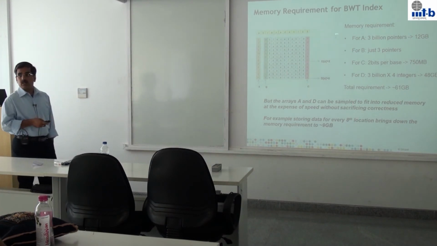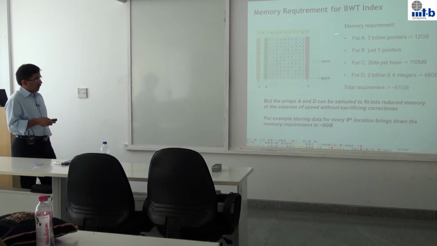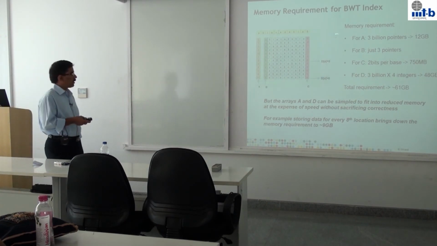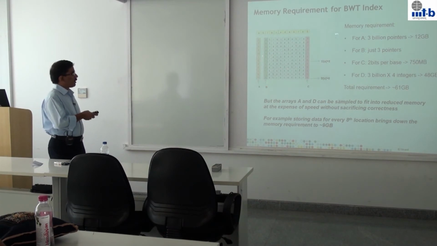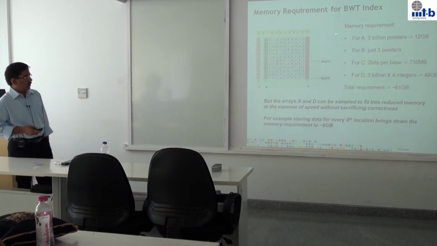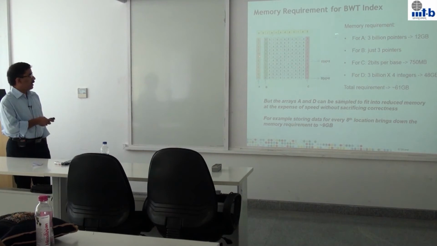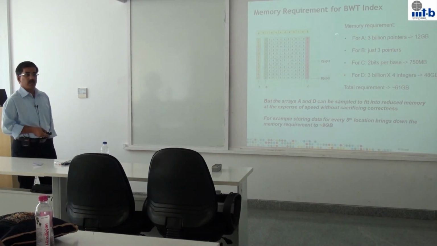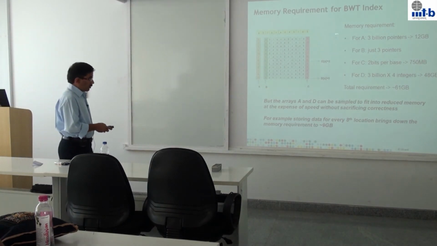If our goal is just to search a particular string and get an exact match for that string, we can just sample these 2 arrays and store only the sampled versions. For example, if you store every 8th location, that means here every 8th pointer will be stored, and here at every 8th position we store these values for A, T, G, C. Then the memory requirement comes down to about 9 GB.